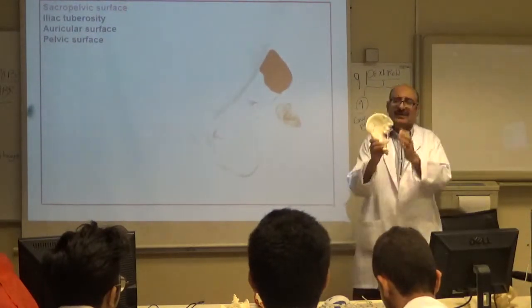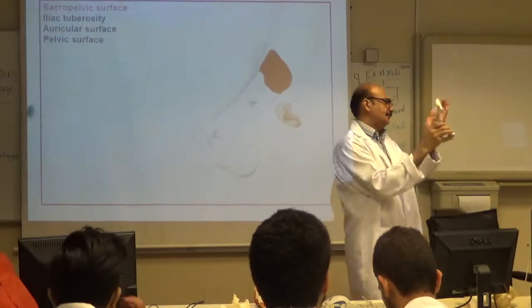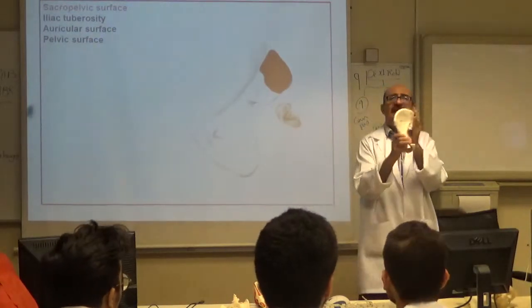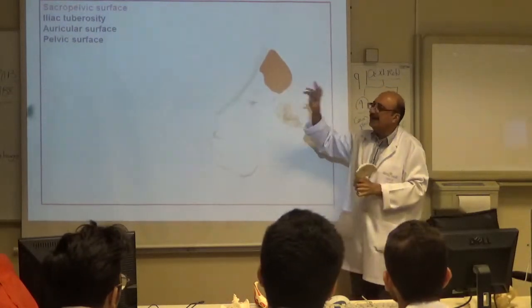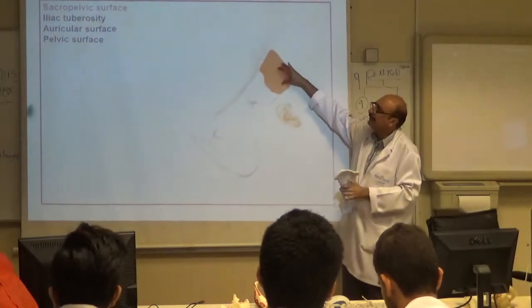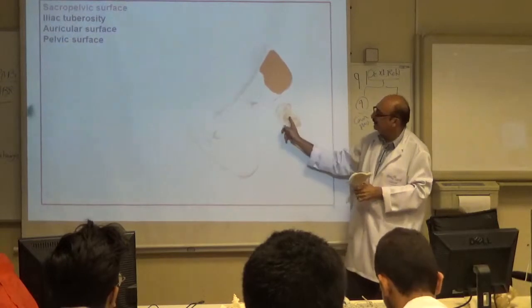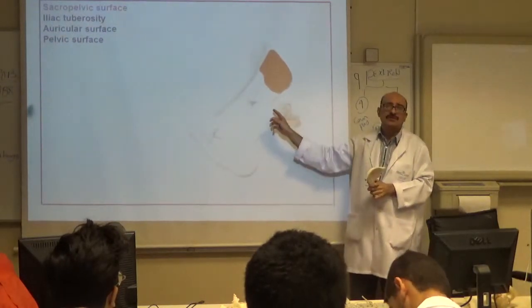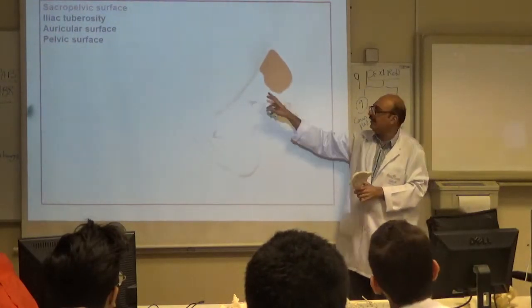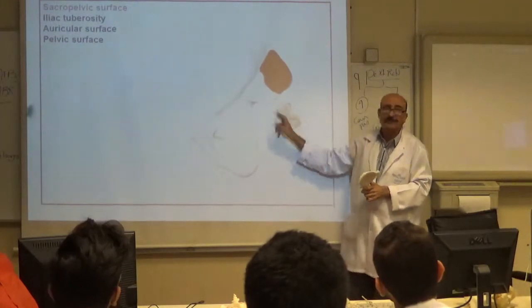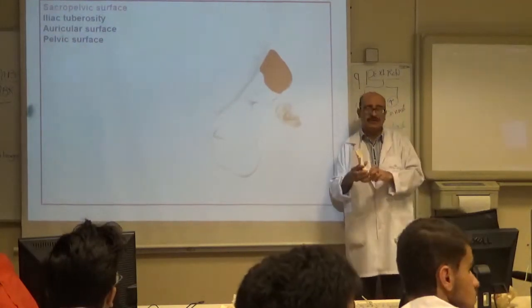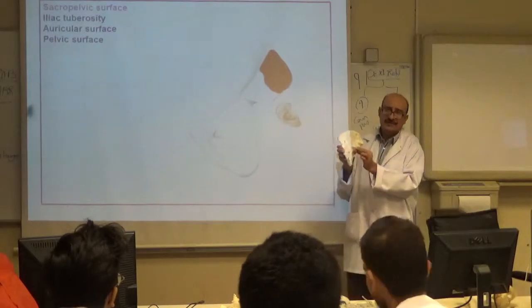Sacropelvic surface. Here, the rough one. The rough one is the sacropelvic surface. It has the iliac tuberosity. It has the auricular surface. See, it looks like an ear. I make an ear close to it to make you remember. Auricular surface. See the picture. It looks like an auricle. It looks like an ear.